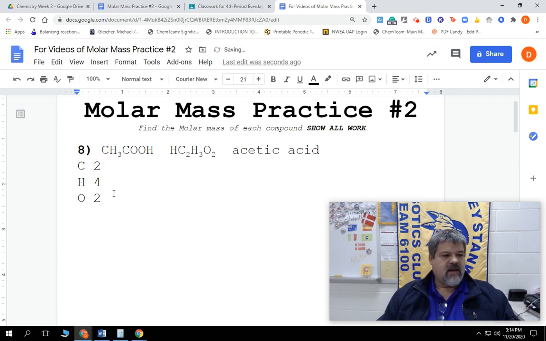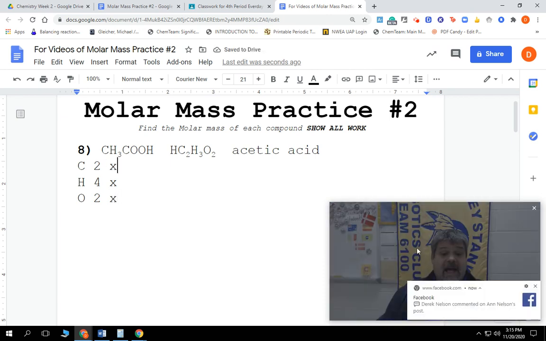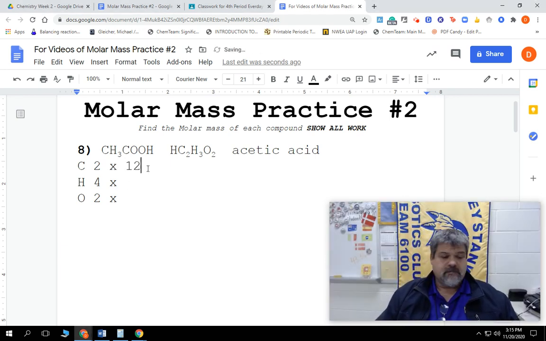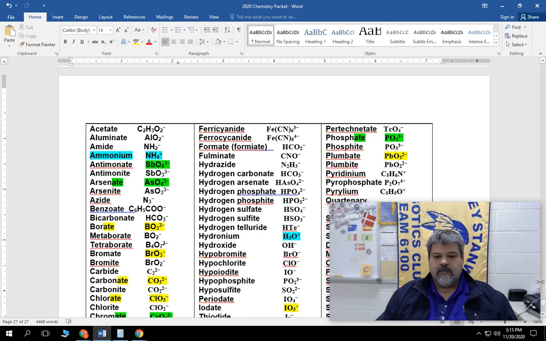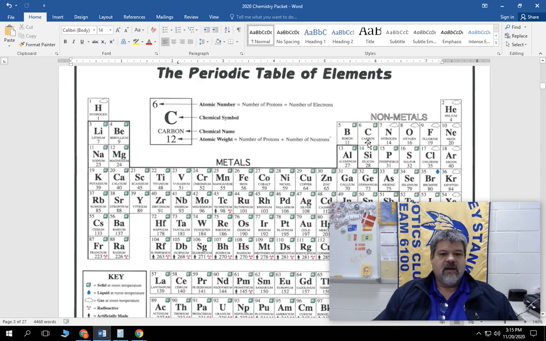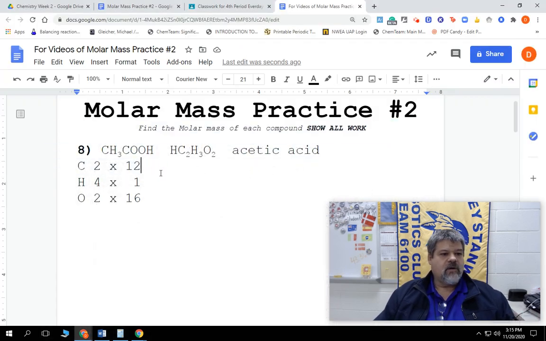Now we're going to multiply that by the atomic mass. If you don't know the atomic mass of each one of these, you can figure it out on the periodic table. Good thing I know what the molar mass is. The molar mass of carbon is 12, hydrogen is 1, and for oxygen, the molar mass is 16. And again, we can double check by going to the periodic table. There we go. Carbon is 12, oxygen is 16, hydrogen is 1. Hey, I was right.